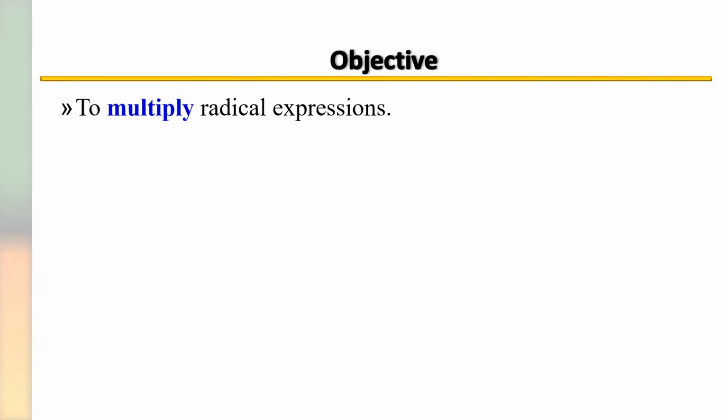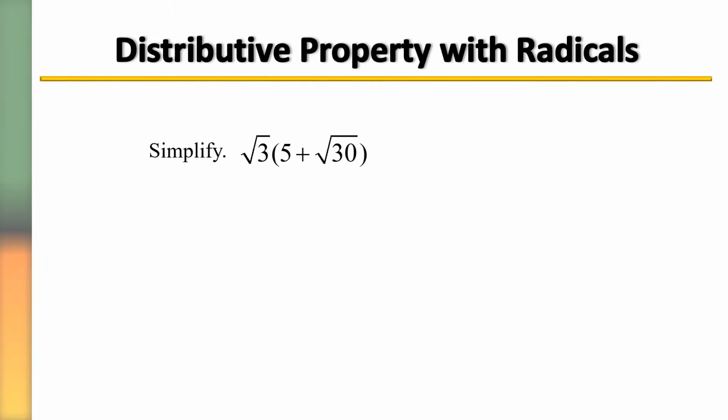In this lesson, we're going to multiply radical expressions. Let's begin by multiplying using the distributive property. So we must distribute the radical 3 to both terms. So square root of 3 times 5.